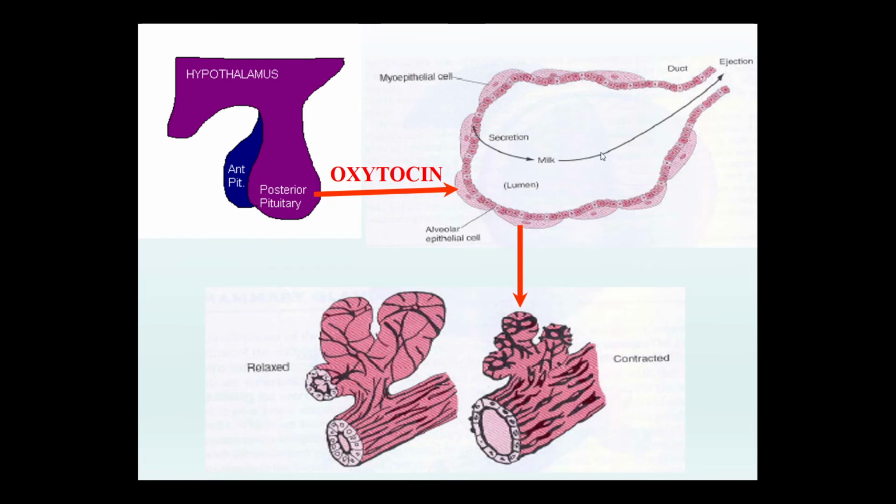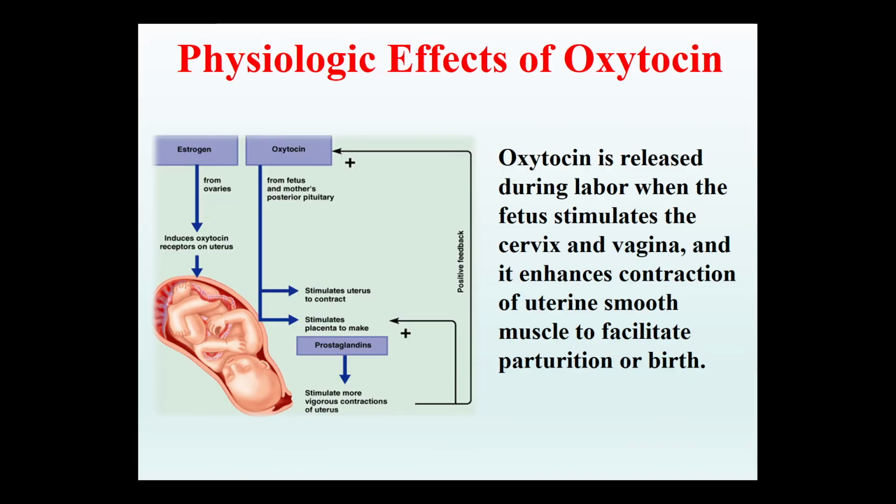Pay attention that milk is produced under the action of prolactin, but milk is excreted due to the contraction of the smooth muscles of the milk duct, and here it is the influence of oxytocin. Oxytocin is released during labor when the fetus stimulates the cervix and vagina, and it enhances contraction of the uterine smooth muscles to facilitate birth.